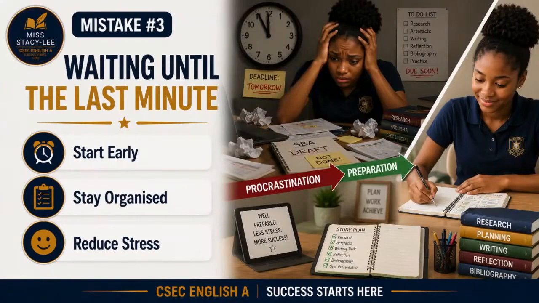The third mistake is procrastination. Many students wait until just before the deadline to begin researching and writing. That usually leads to unnecessary stress, rushed work, and lower grades. The best approach is to start early. Complete each section as your teacher assigns it. Keep your notes organized. Meet regularly with your group during the planning stage. Working consistently over several weeks produces much better results than trying to complete everything in one weekend.